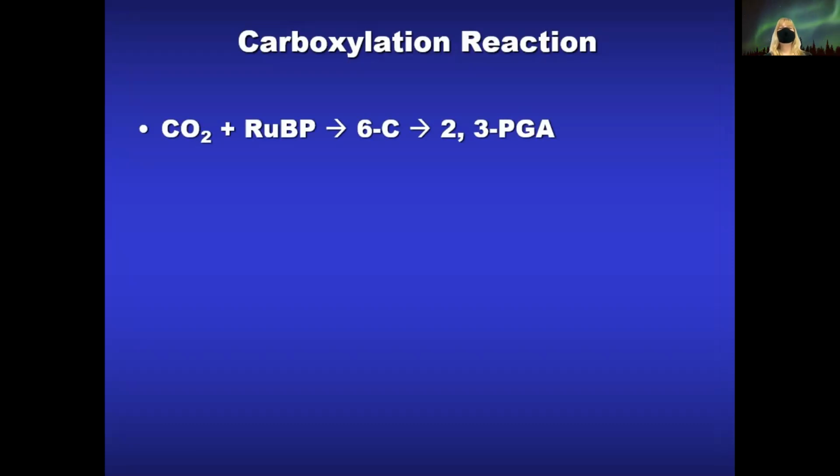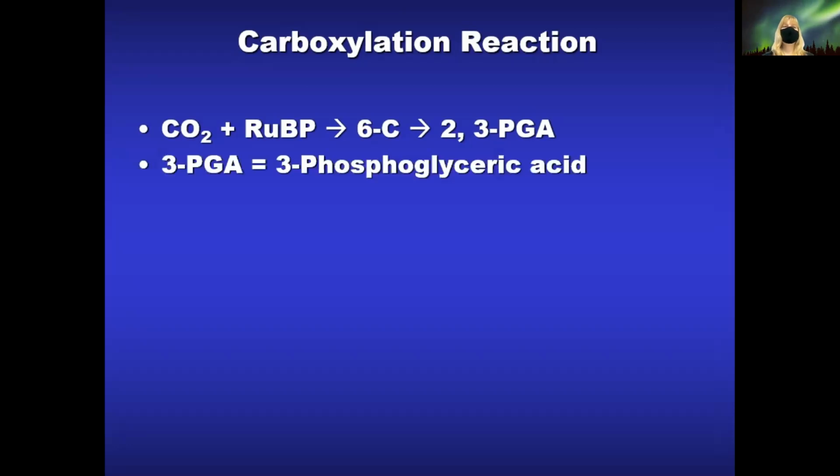The big picture idea is that you end up with 2 molecules of what we call PGA. PGA stands for phosphoglyceric acid, and it's phosphorylated on the 3rd carbon, so that's why it's 3-PGA. You get 2 identical molecules of PGA. Another way to say phosphoglyceric acid is phosphoglycerate, but it abbreviates down to PGA, and you can just use abbreviations. You don't have to write it all out.